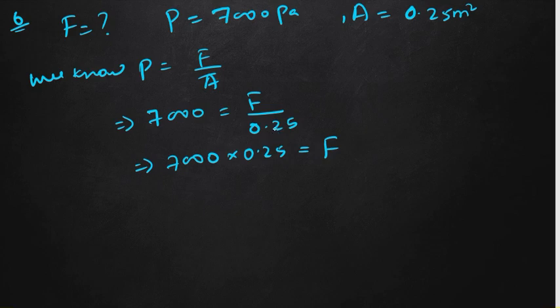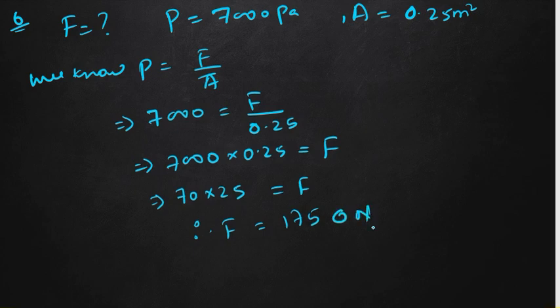Why? Because 0.25 is getting divided, so if you change the side, it will get multiplied. So if you multiply, this will be 70 into 25 equal to F. Therefore, F equal to 25 into 7. This will be 175, 0. And the unit of force is Newton. So in this way, you solve question number 7, question number 8 and question number 9. All are very easy. Fine.